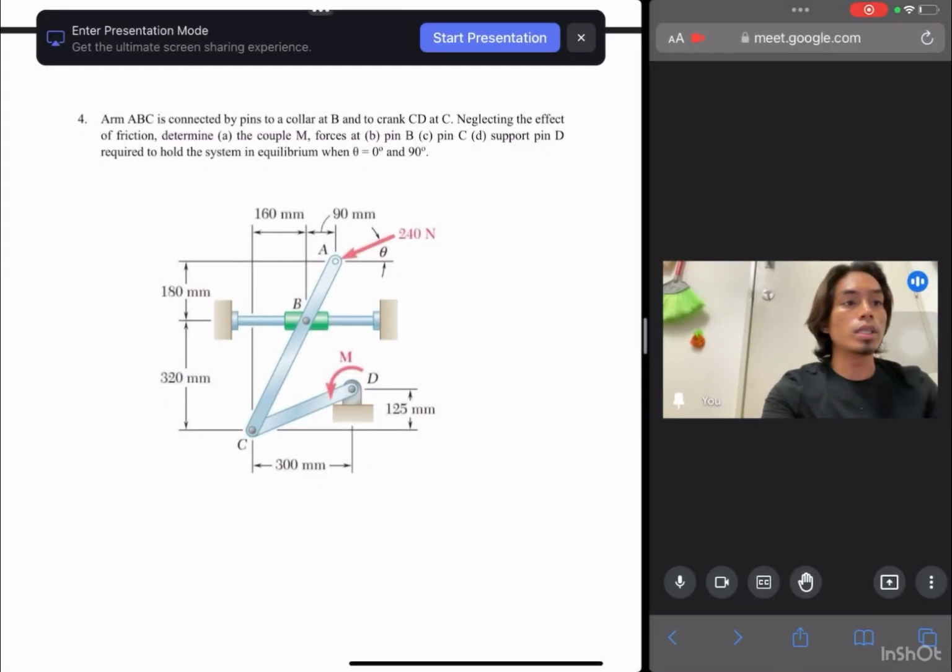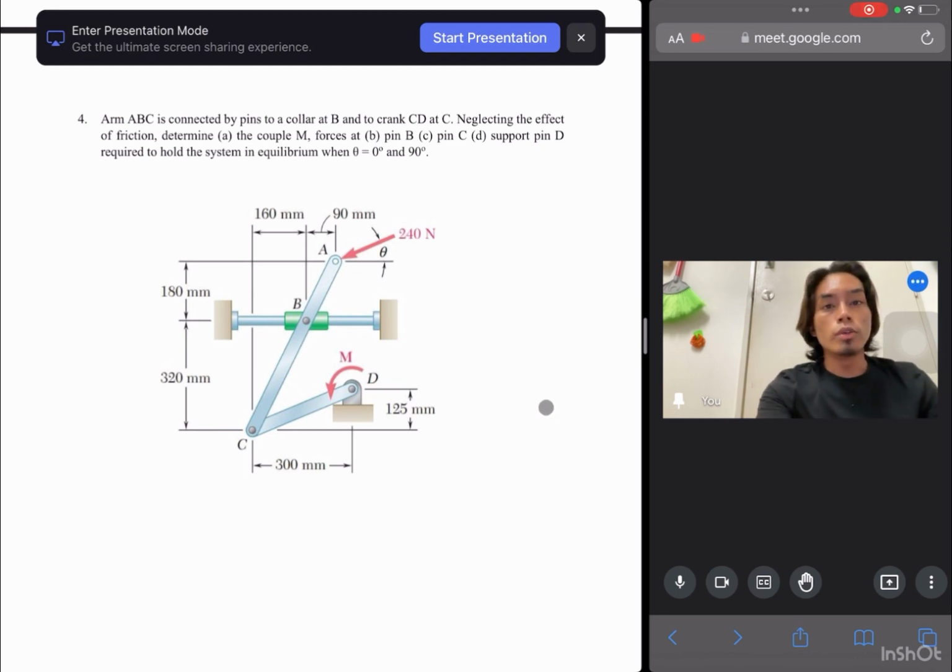Okay, Assalamualaikum warahmatullahi wabarakatuh. My name is Anas bin Kusairi. I will explain the questions for number 4 and number 5. So we go for question number 4. The arm ABC is connected by pins to a collar at B and to a crank at C. Neglecting the effect of friction, determine the couple M, and the forces at pin B, pin C, and pin D required to hold the system in equilibrium when theta is 0 degrees and 90 degrees.